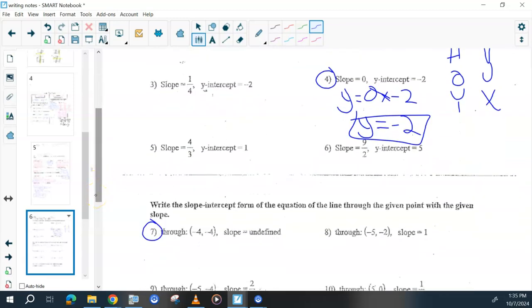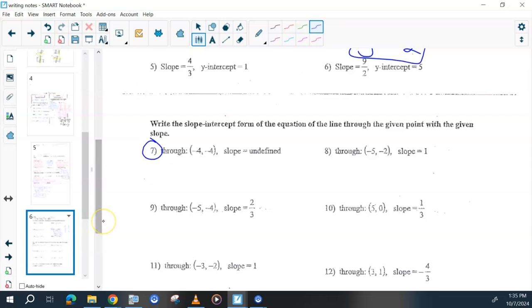Now, if it said undefined, very similar to number 7, you would do the following. This is very much like what we were just doing. You're given a point, you're given a slope. But if slope is undefined, what type of equation or line is that? Vertical, which means the line is an x equals.